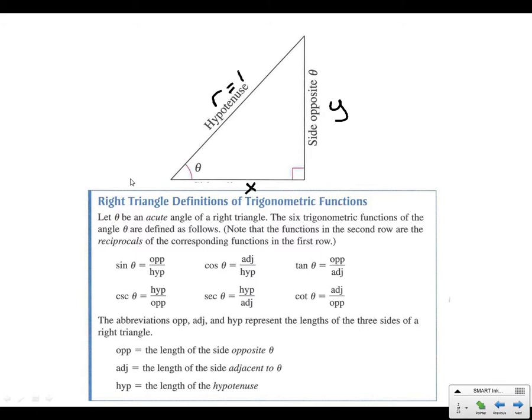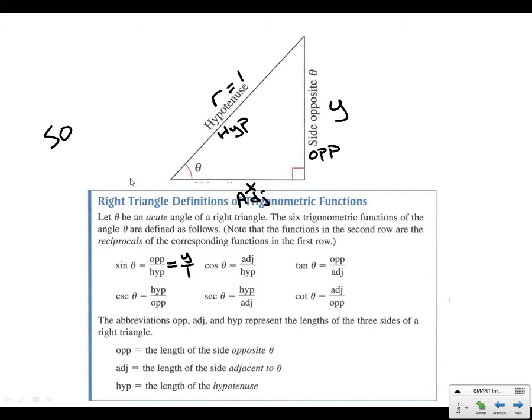So for sine, opposite is the y side, and the hypotenuse was 1. That's why sine is just equal to y on the unit circle, right? Y divided by 1 is just y. All right, so on this one, we're going to call this the hypotenuse, adjacent, and opposite over here.